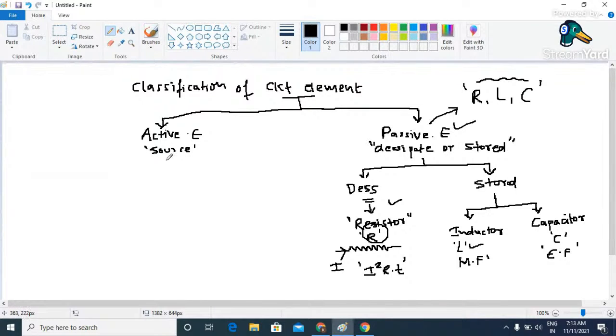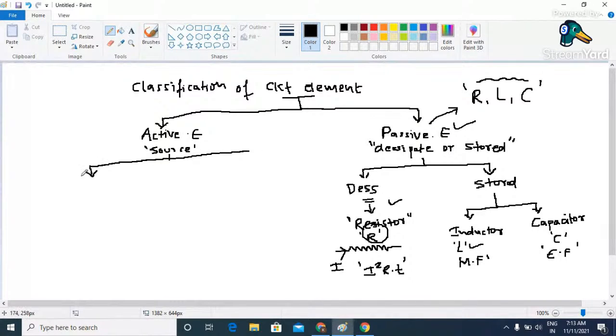So here we have active element. What is an active element? A kind of element available in a network or a circuit which is basically designed for supplying energy. So basically they are going to act as an excitation. So how to classify this? Active sources are further classified into two main domains.